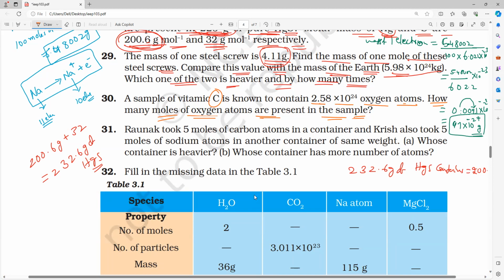So what is the formula? The number of particles is given: 2.58 into 10 power 24. And they are asking the number of moles. Very simple, direct question. Number of moles is equal to number of particles divided by the Avogadro number. So 2.58 into 10 power 24 divided by 6.022 into 10 power 23. 10 power 23 and 24 cancel, and 10 power 1 remains. So 2.58 divided by 6.022.